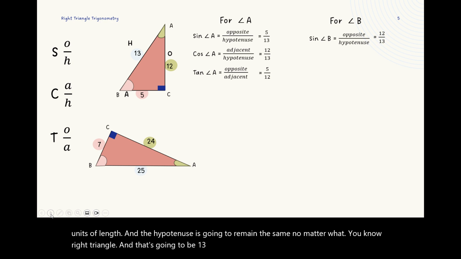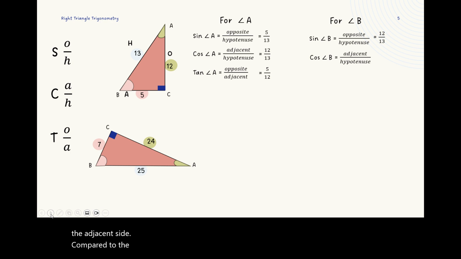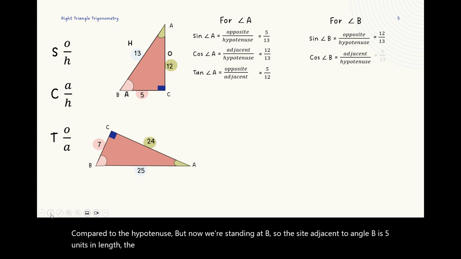So the sine becomes 12 over 13. The cosine is still the adjacent side compared to the hypotenuse, but now we're standing at B. So the side adjacent to angle B is 5 units in length. The hypotenuse is still 13.